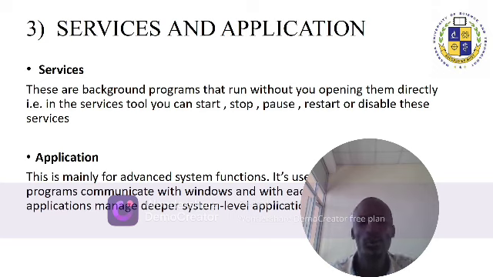Then when we go to applications, this is mainly for advanced system functions, and it is used to configure how programs communicate with Windows and with each other. In short, applications manage deeper system-level application settings. Here are some examples of computer applications. For example, we have web browsers, which are common types of application software that come pre-installed on every system.